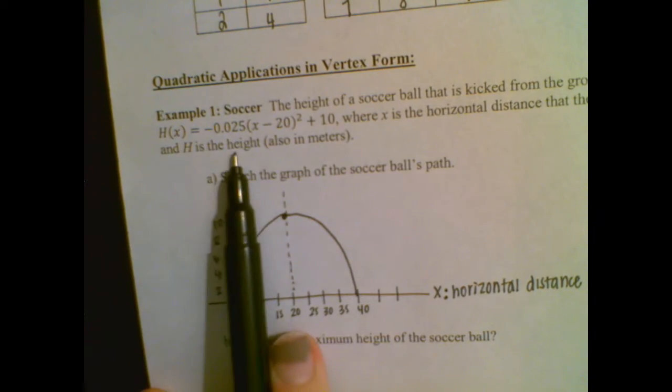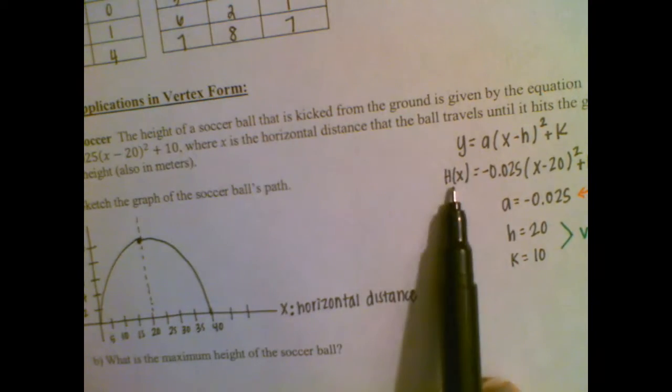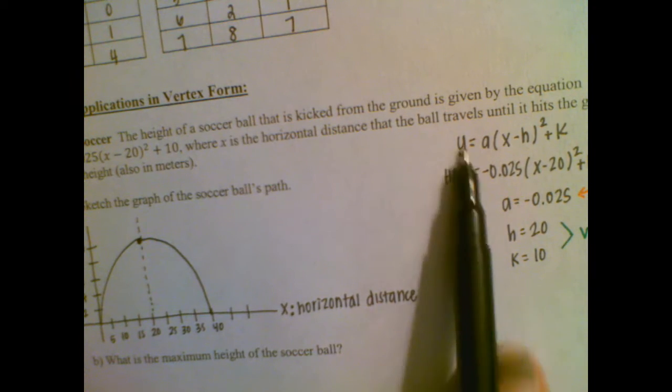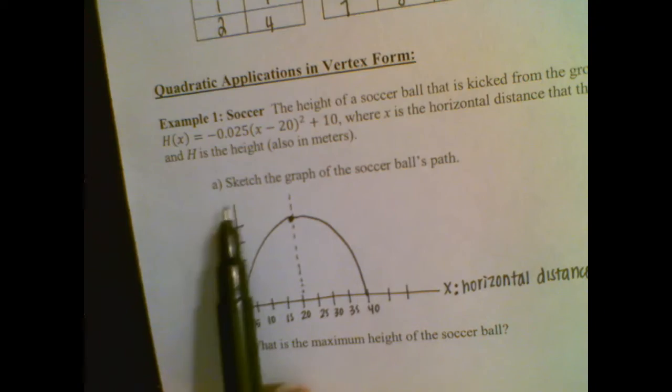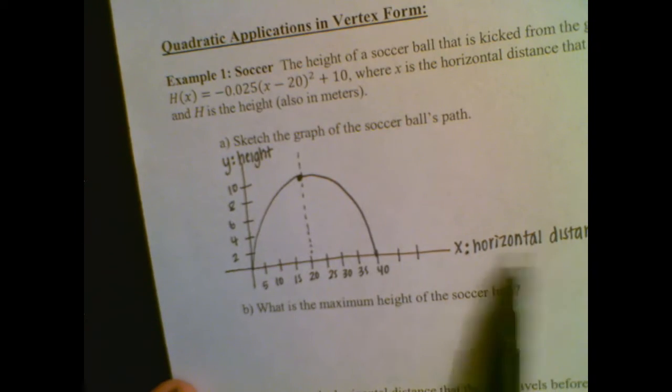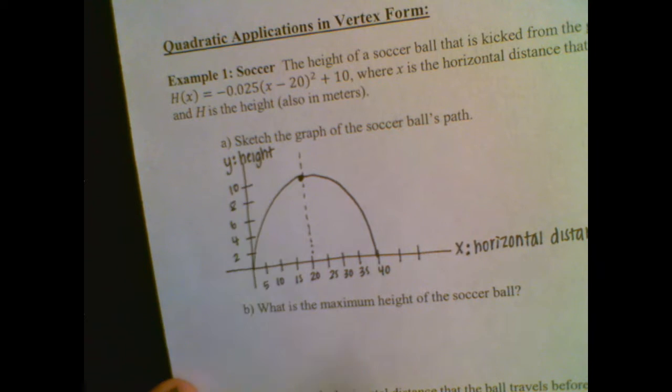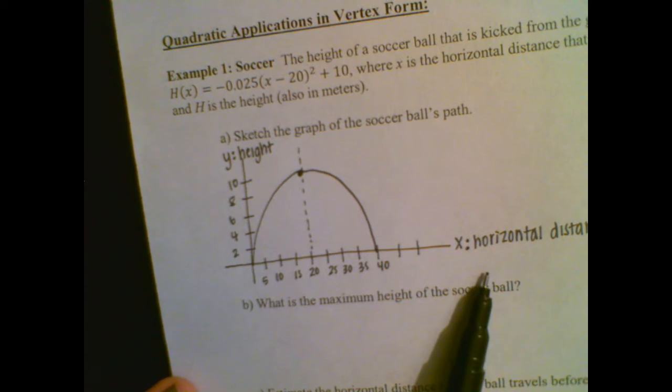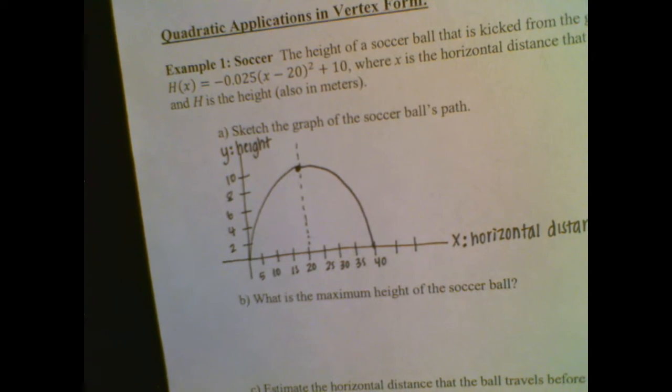And h is the height. And if we look at where h is, the h values are actually standing for where our y values are. So that means that our y-axis over here is actually going to be the height of our ball. So x is our horizontal distance and the y's are representing the height. And this is going to help us to determine what the answers to these questions are going to be.